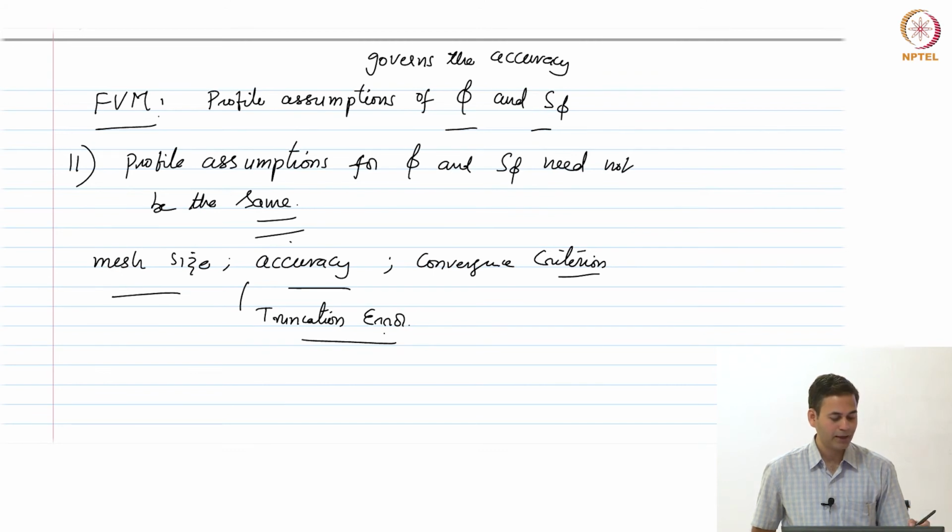Now, the convergence criteria basically tells you that your solution is not changing with time. You probably have obtained some kind of a steady state solution. Now, I understand these things are kind of very confusing. The next part of this lecture is basically looking at that.